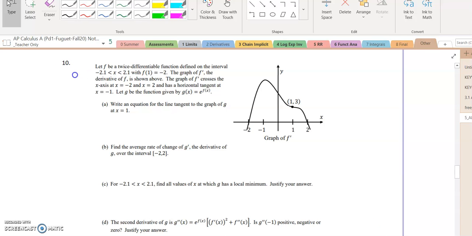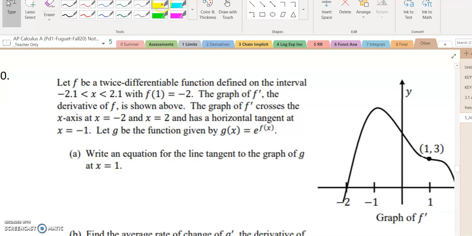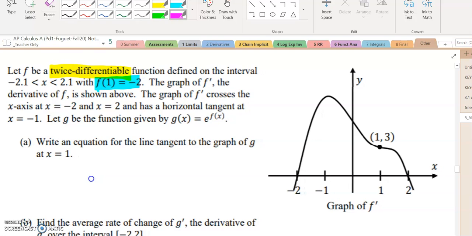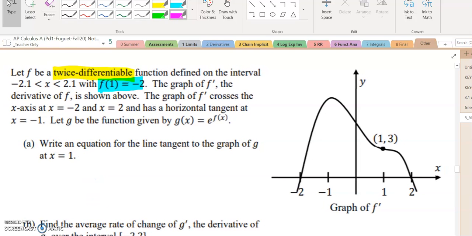So we start right away with a function f. It is a twice differentiable function defined on the interval between negative 2.1 and 2.1, with f of 1 being equal to negative 2. So we only know one value of the original function. However, the graph of f prime is shown, to the right. The graph of f prime crosses the x-axis at negative 2 and positive 2. They've just wanted to officially declare that, even though we can kind of see that.